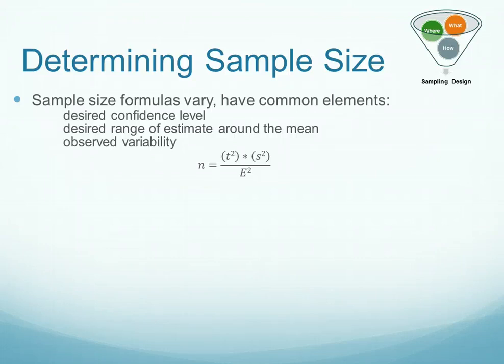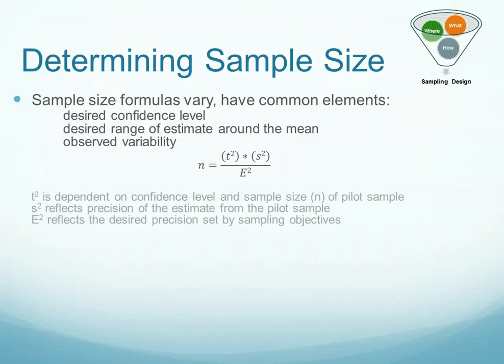They include a component about the desired confidence level, the range of the estimate around the mean, and the observed variability. In this case, the t-squared represents the desired confidence level, the s-squared represents the precision of the estimate that we got from the pilot sample, so the observed variability, and the e-squared component in the denominator represents the desired precision that is set by our sampling objectives.